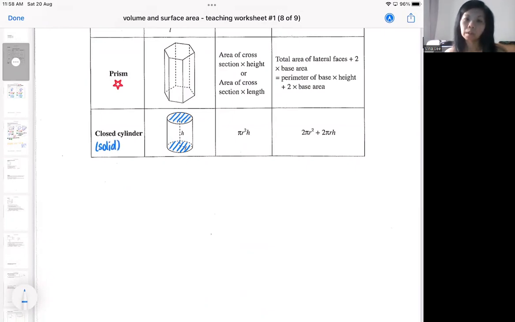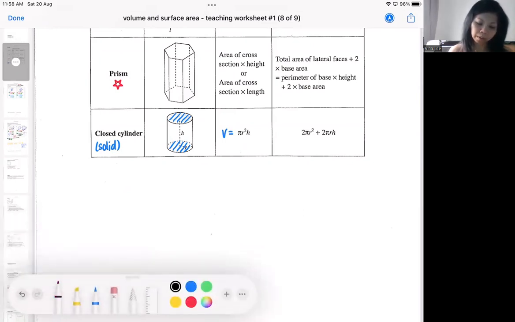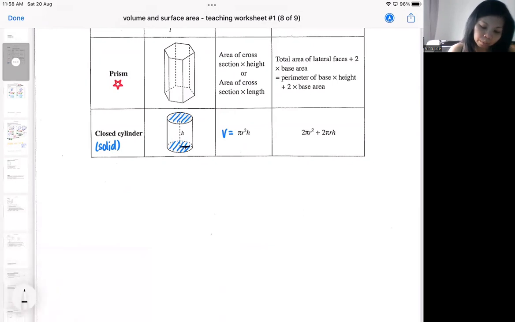Okay, so in this case, the volume of a cylinder, if you take a look here, is pi r squared times height. So what are the components here? The radius will be the radius of the circle, and the height will be the height of the cylinder.